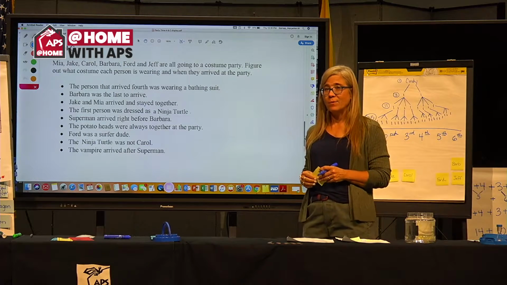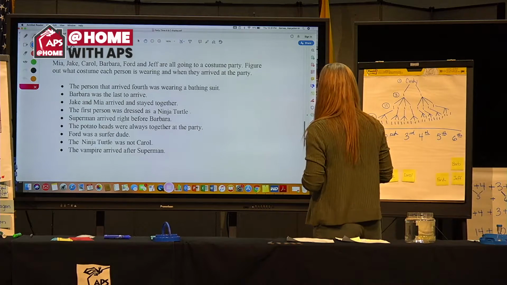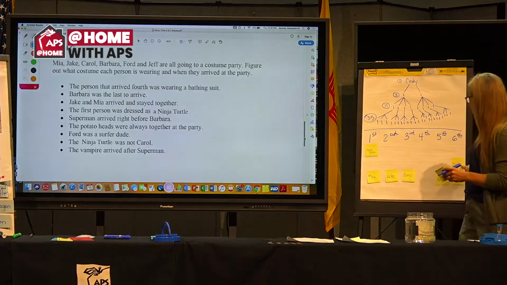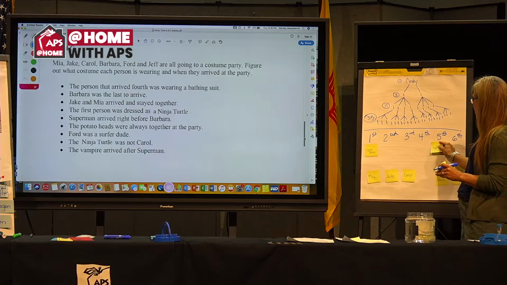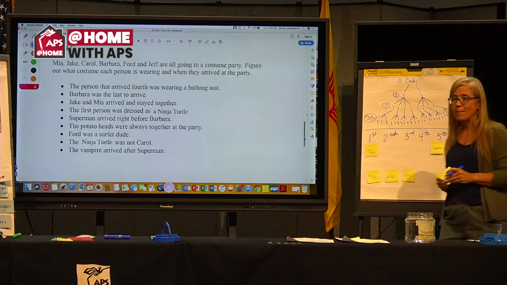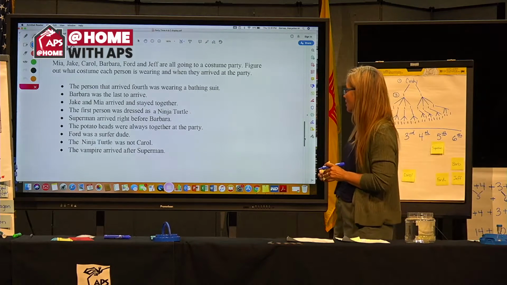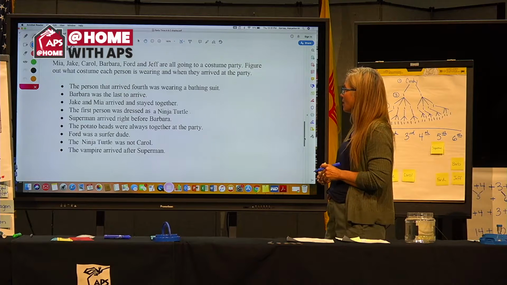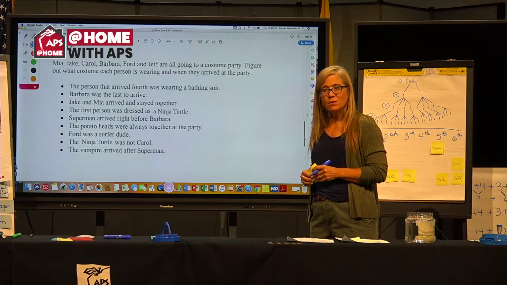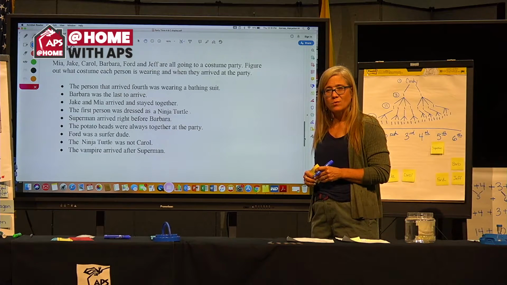Superman arrived before Barbara. Well, we know Barbara was 6th, right? She was last. And Superman arrived before her, so Superman must have been 5th. The Potato Heads were always together at the party. There was another clue about somebody who stayed together. Do you remember what it was?